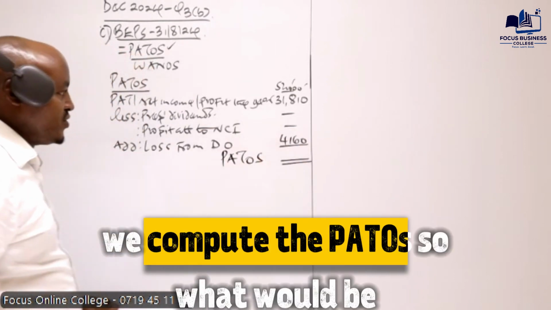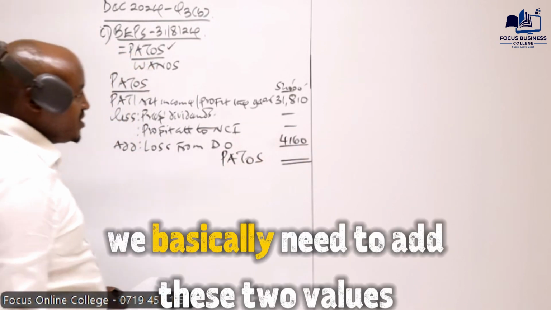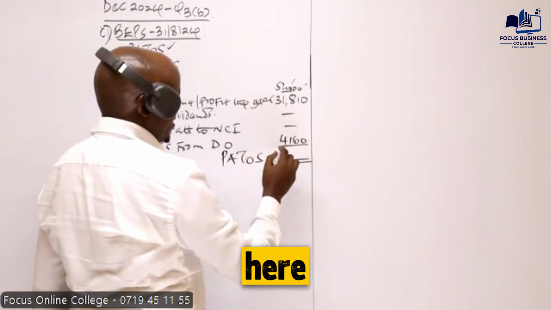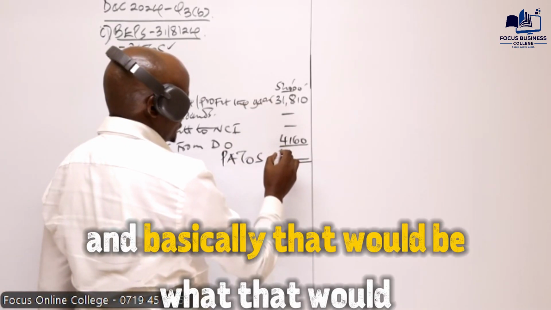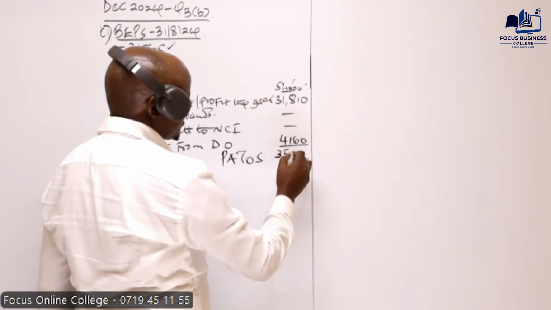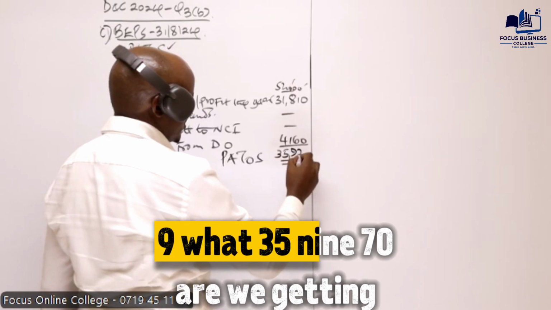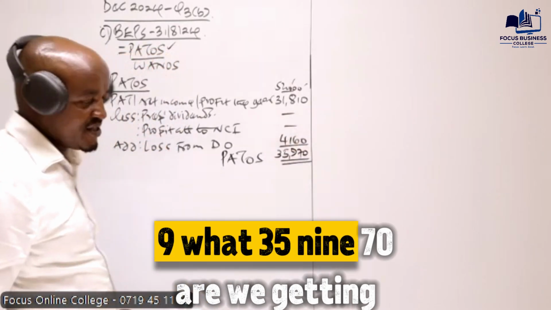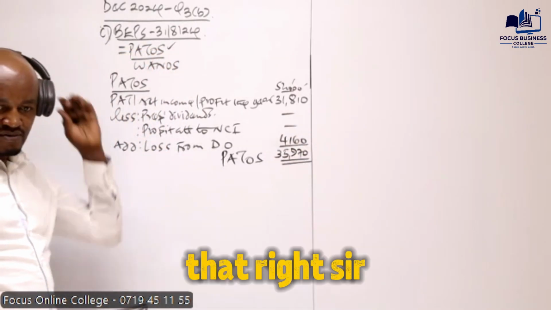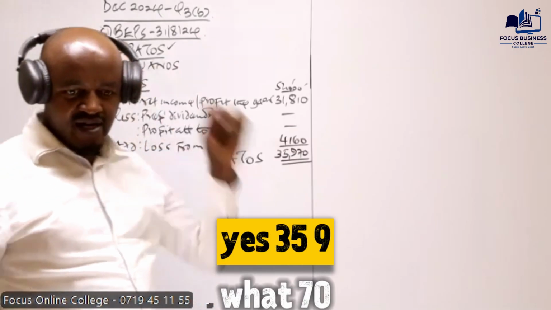We compute the PAT. So what will be the PAT? We basically need to add these two values here, and that will be 35,970. Are we getting that value here? Yes, 35,970.